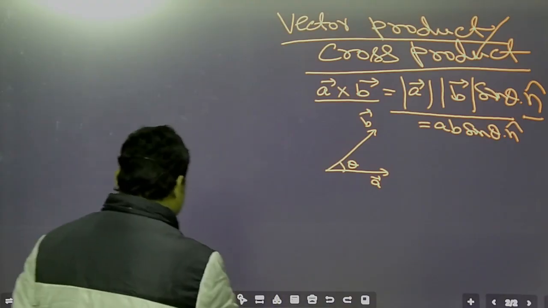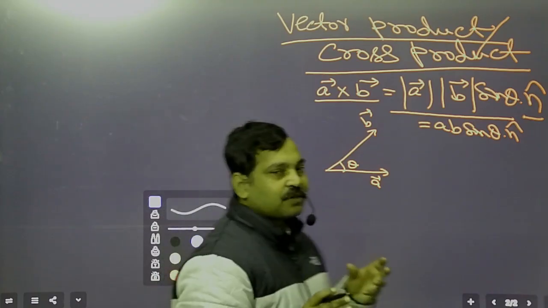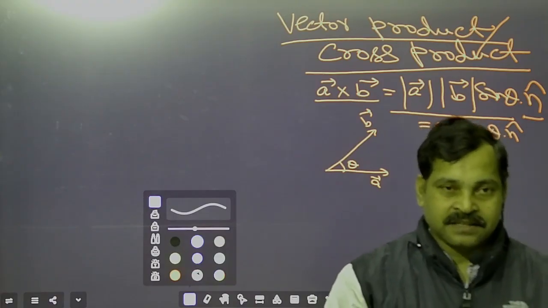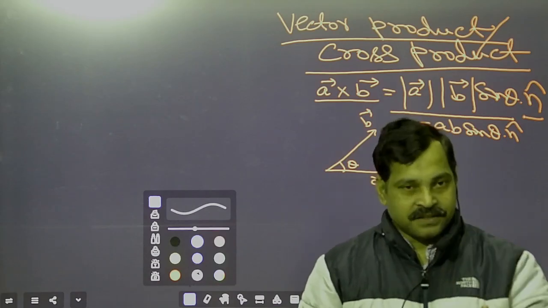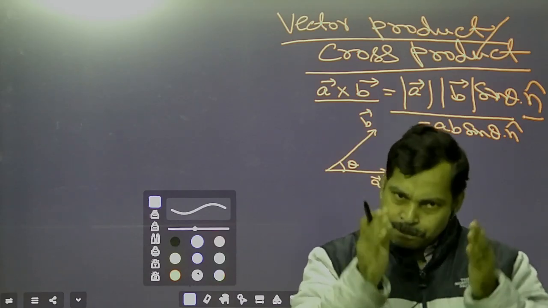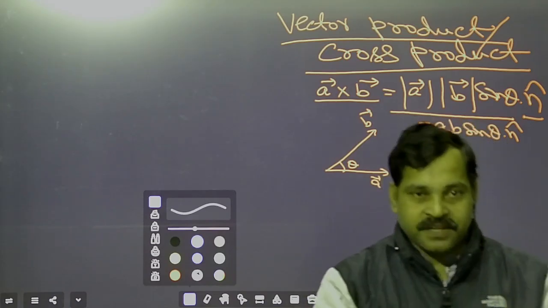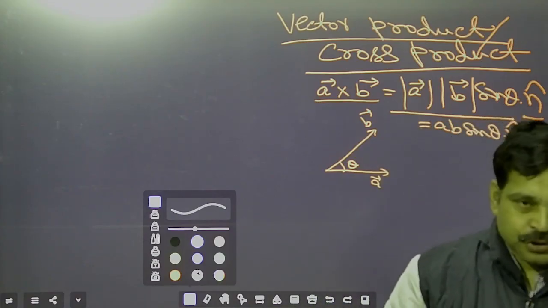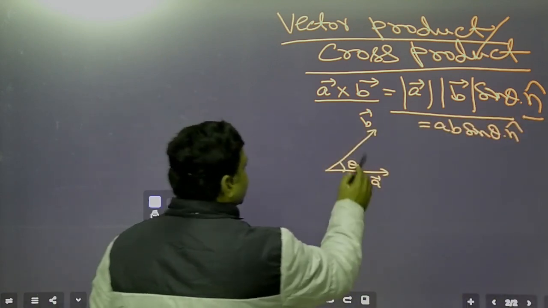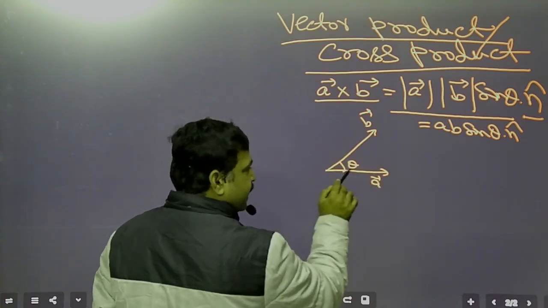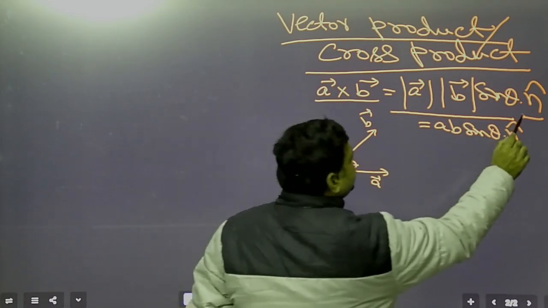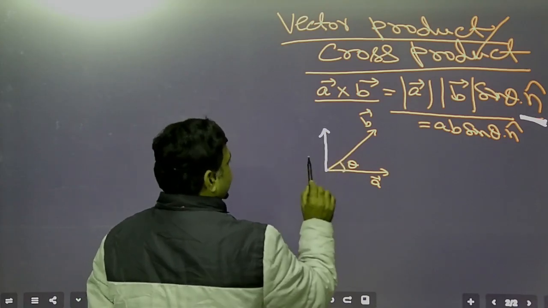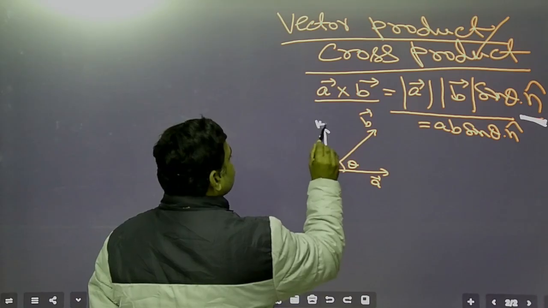Now it is very important in physics to find the direction of the cross product of two vectors. The rule tells that two vectors, suppose A and B, will be in a particular plane. Their cross product will be perpendicular to the plane containing the two vectors. Suppose A and B are in the xy plane, then the cross product direction, that is n cap, will be along the z axis, so we can write k cap.